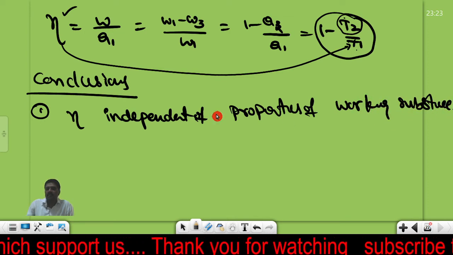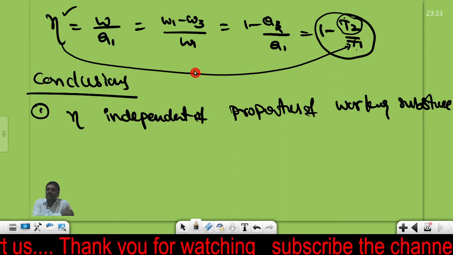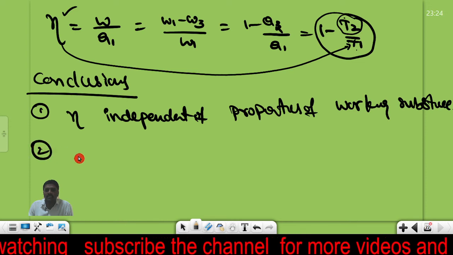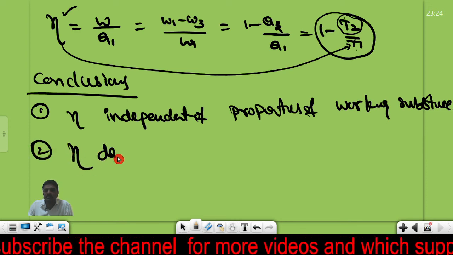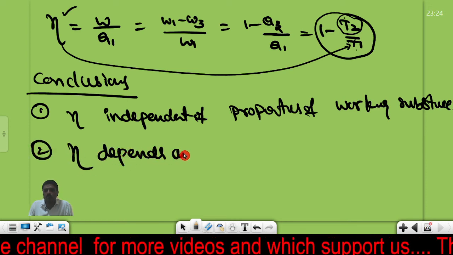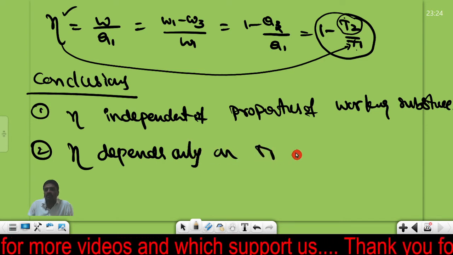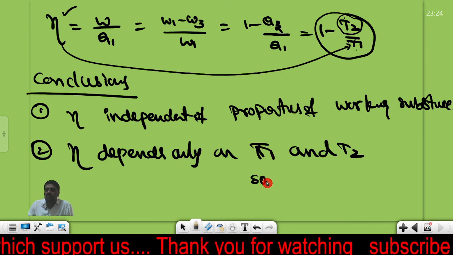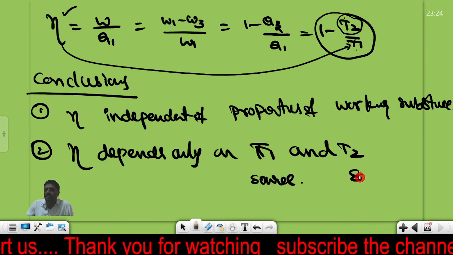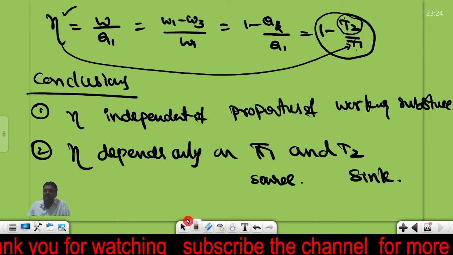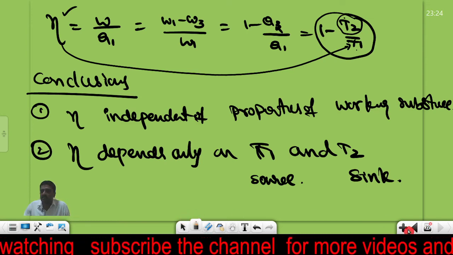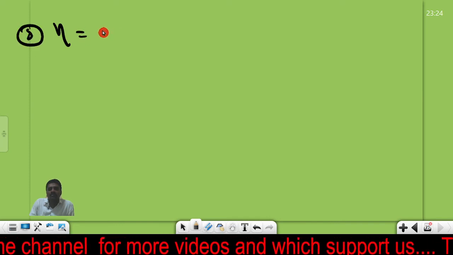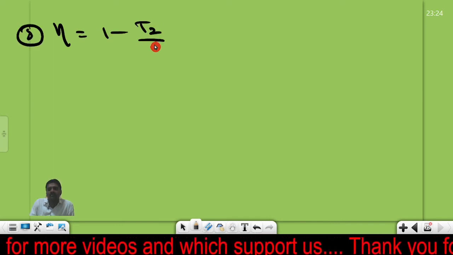That means they are not coming in any parameter related to the working substance. So this is the first condition. The second conclusion is that eta depends only on T1 and T2. T1 is the source temperature, T2 is the sink temperature. So it depends on source and sink temperature. Now one more conclusion, the third condition: eta is equal to 1 minus T2 divided by T1.